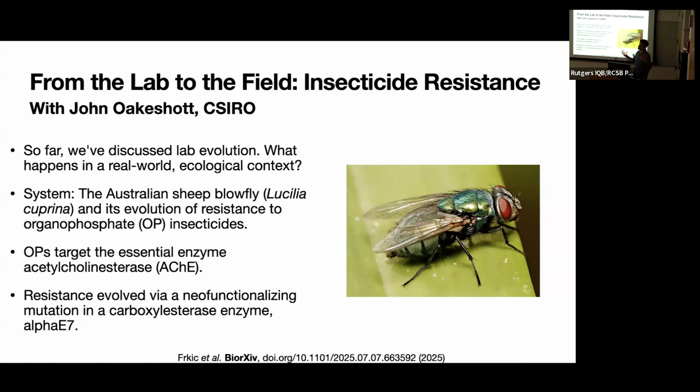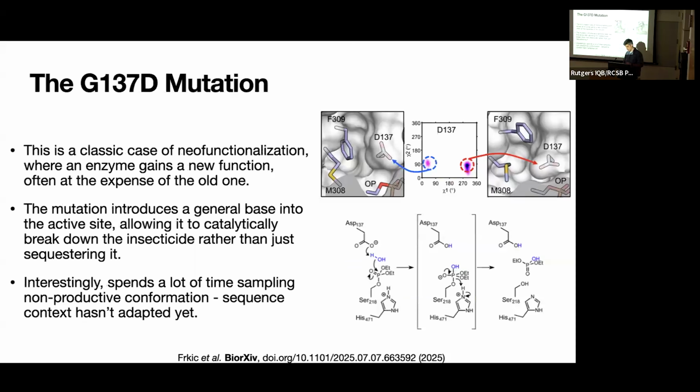So neo-functionalization basically is like a new function has appeared that didn't exist. So some enzyme has changed function, neo-functionalized. So lots of work from our collaborators at CSIRO had identified the enzyme and the mutation. So it's this G137D mutation. It's essentially a serine hydrolase, and on the opposite side of the catalytic serine, which becomes phosphorylated here, an aspartic acid gets introduced. And this can then act as a general base, activate a water molecule, which can dephosphorylate the serine and free it up after being inhibited to perform multiple turnovers.